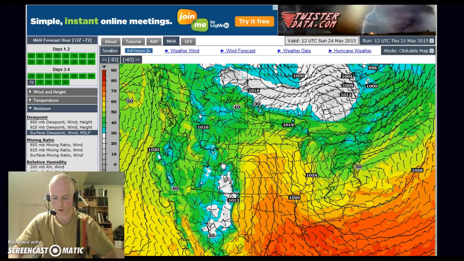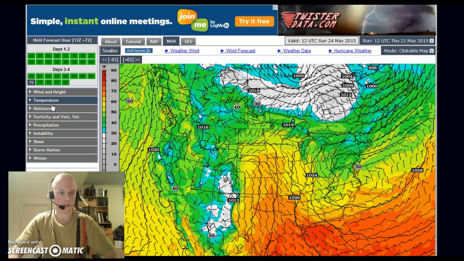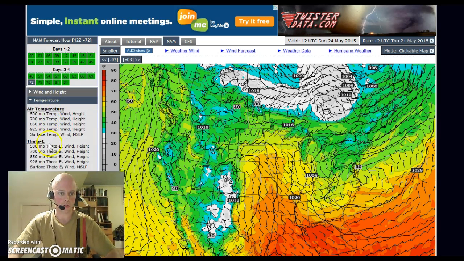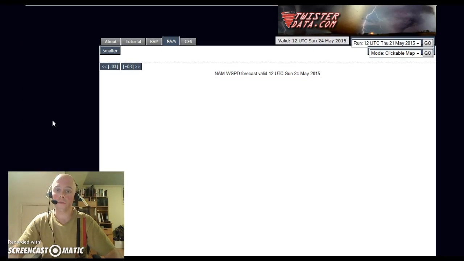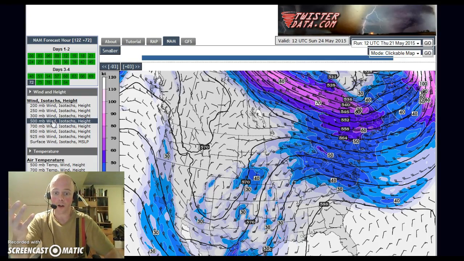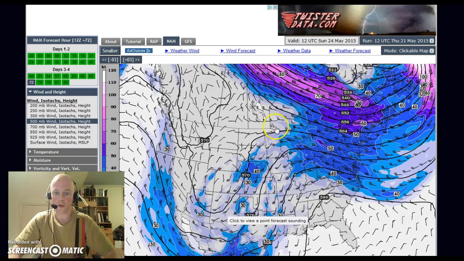Now, I want to jump to the upper atmosphere for a second. Why is there low pressure over the mountain states that is causing this southerly flow? We've just started to talk about this. I'm going to use 500 millibars here, so about midway through the troposphere. What we're going to find is a trough. And here's this big U shape.